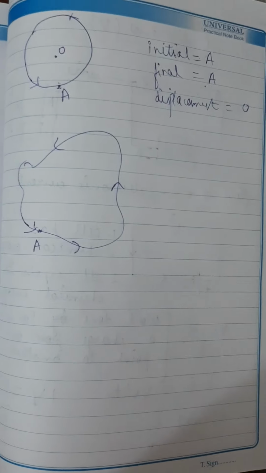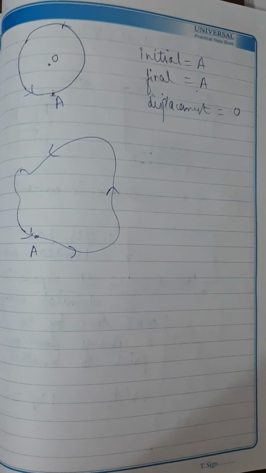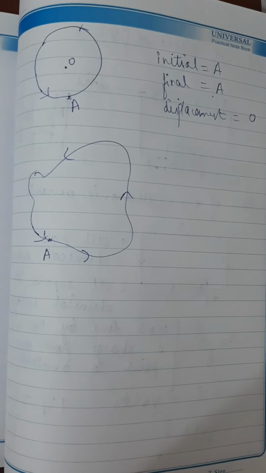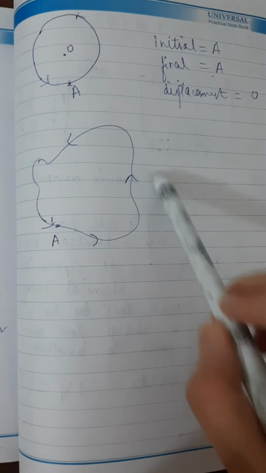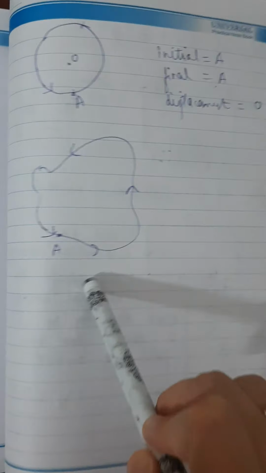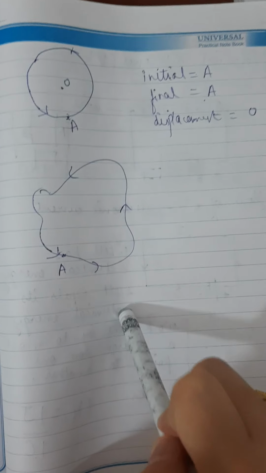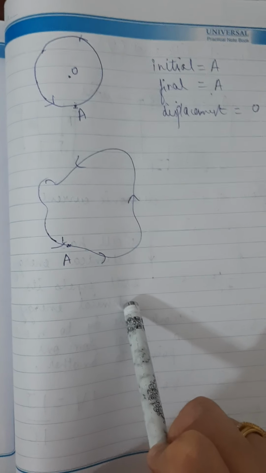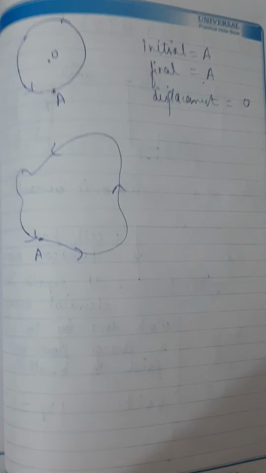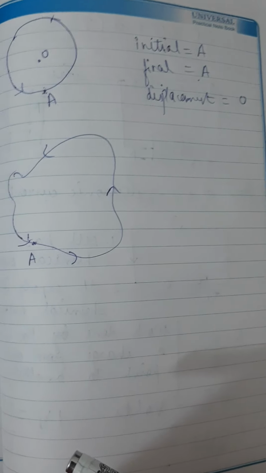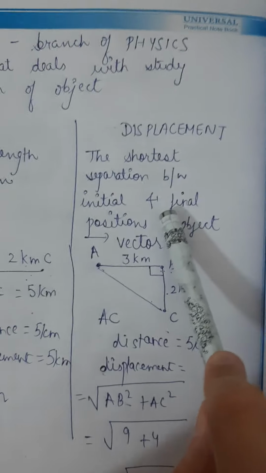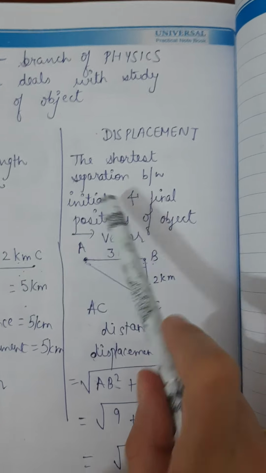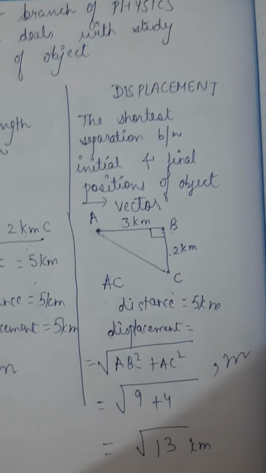Now take the case of any closed loop motion. This is a random motion made by an object. Object starts from A and comes back to point A. In this case also the displacement will be 0. Fine. So displacement can be 0 but distance cannot be 0. Displacement can be 0 only in the case where initial and final positions are coinciding.